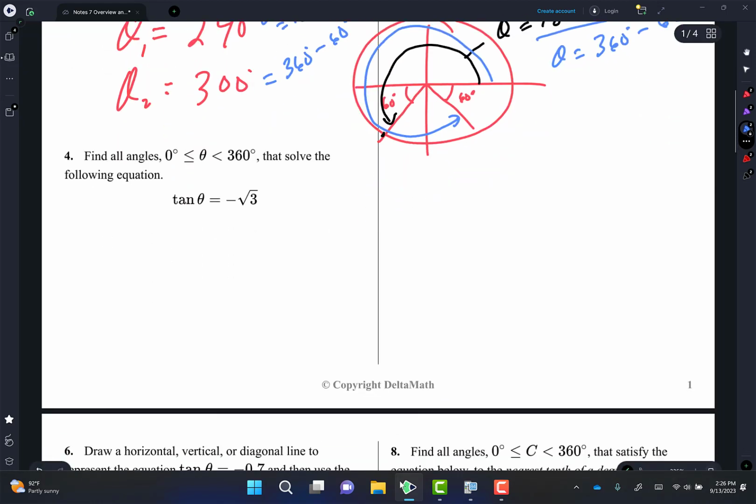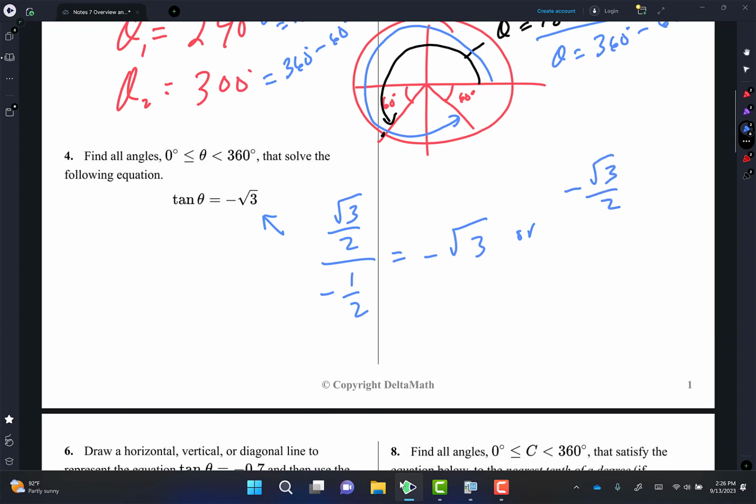Tan. Where's tan negative square root of 3? Relax. If you remember your unit circle, that's wherever. Okay, so where does this happen? I need square root of 3 over 2 to be in the top, and I need the bottom to be a negative half, because that will reduce to a negative square root of 3. Or I need the numerator to be a negative square root of 3 over 2, and the denominator to be a positive half. Remember that tan is y divided by x?